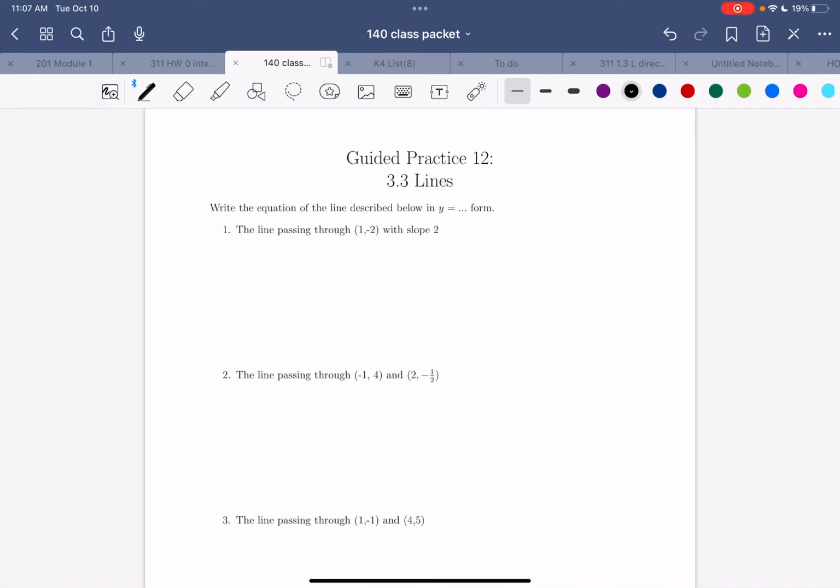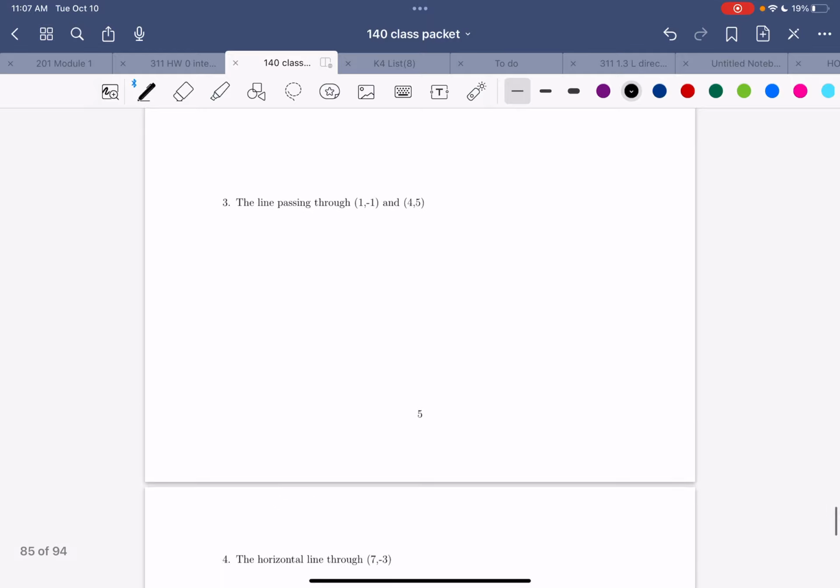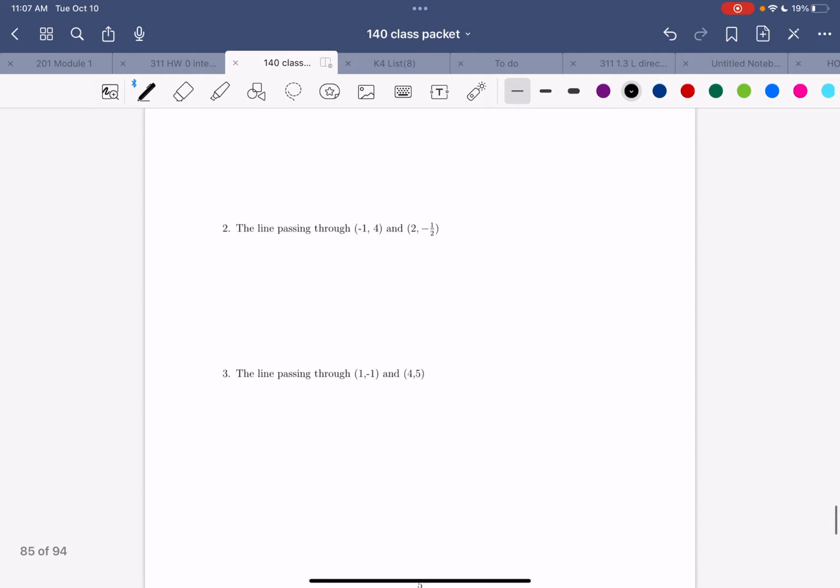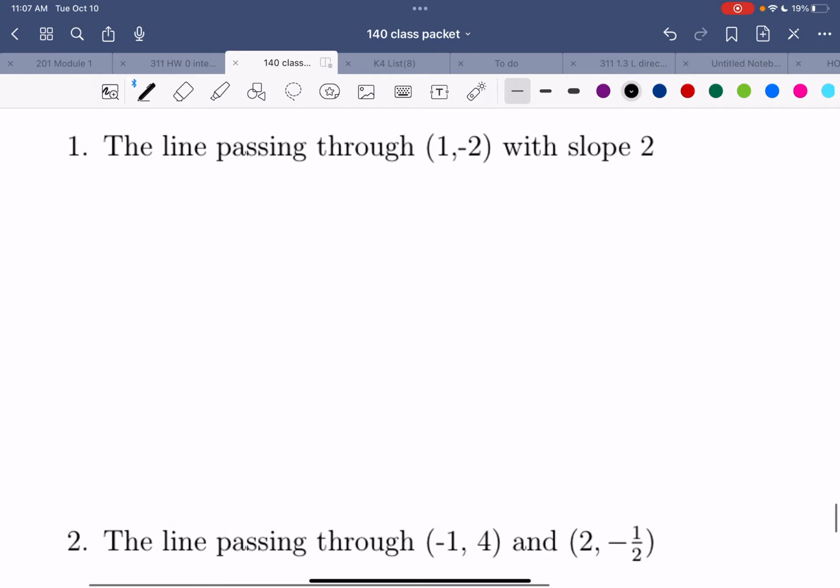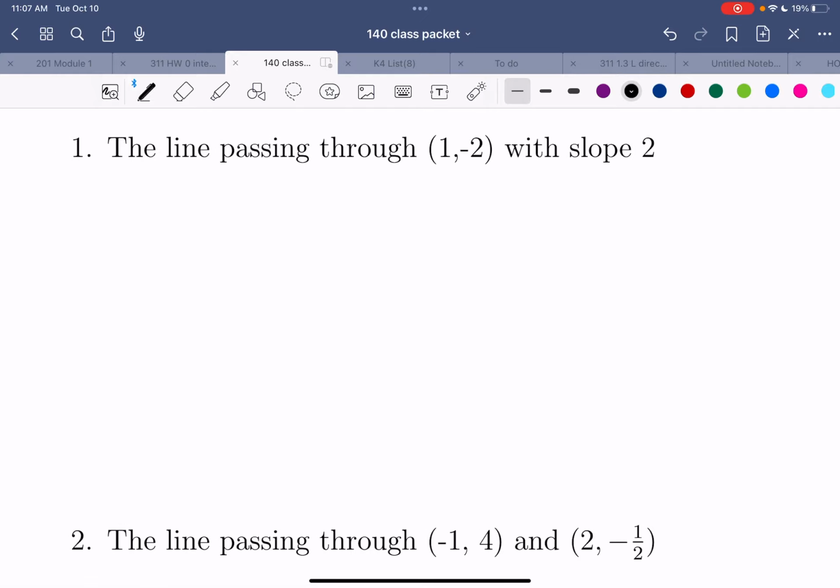Hi all, this is guided practice 12 on our 3.3 lines. So we're going to go ahead and we've got quite a few. I think we've got 7. And we're going to go ahead and write the equation of these 7 lines. So the line passing through (1, -2) with a slope of 2.